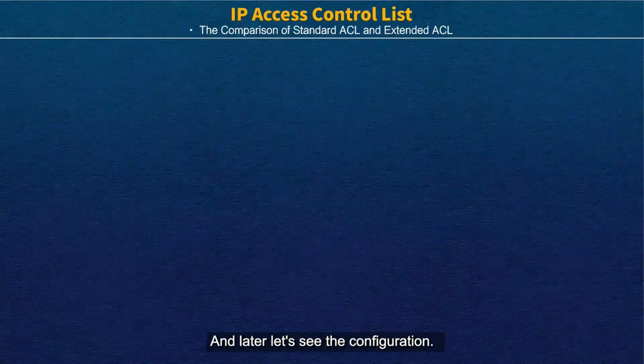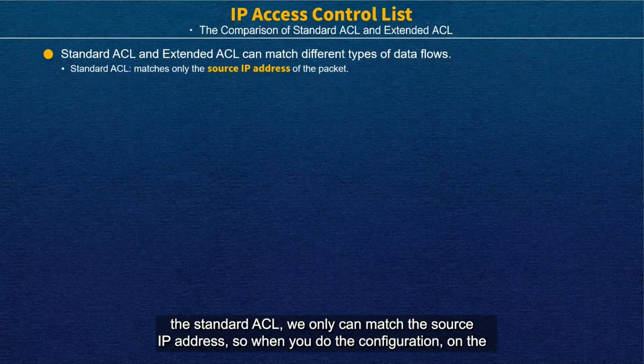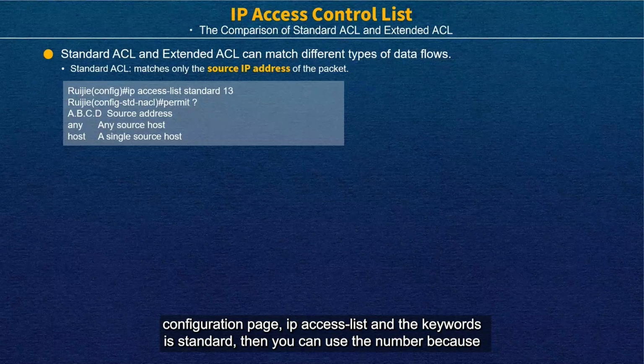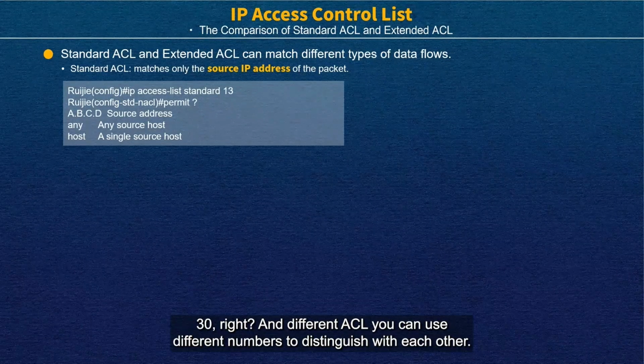Later, let's look at the configuration. About the standard ACL and the extended ACL, we can match different types of data flow. About the standard ACL, we can only match the source IP address. So when you do the configuration, on the configuration page, use ip access-list, and the keyword is standard. Then you can use the number, because the range from 1 to 99 belongs to the standard ACL. So in this example you will use 13, right?